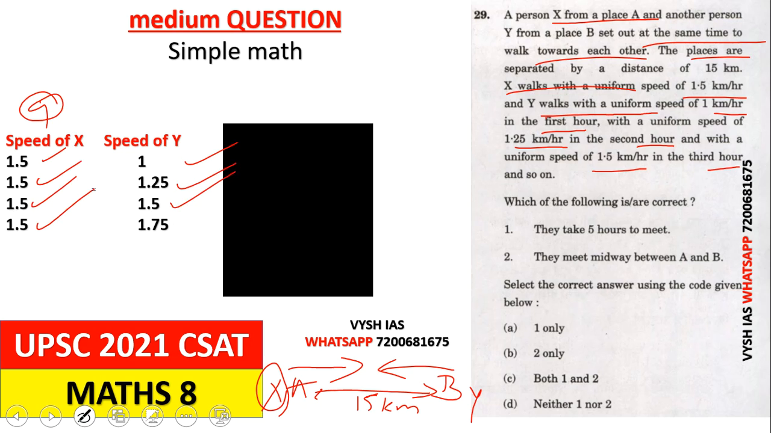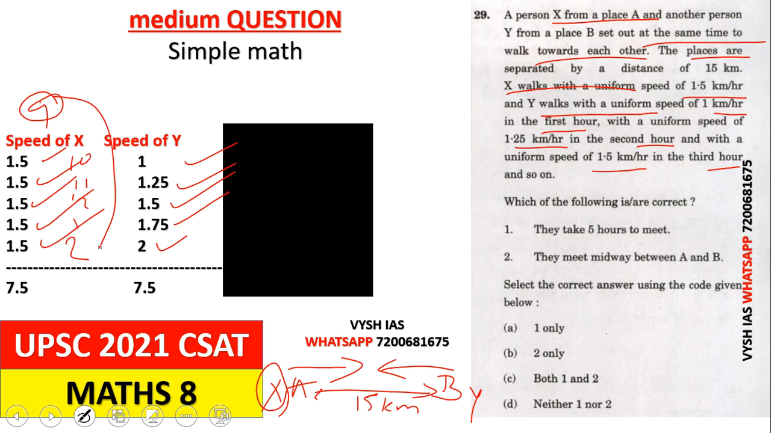He'll be at uniform speed, 1.75. He'll be at uniform speed, 2. This is the question's meaning. Okay, and if you add up what is happening in 5 hours, that is 10 o'clock here, 11 o'clock here, 12 o'clock here, 1 o'clock here, 2 o'clock here. 9 o'clock he started, and by 2 o'clock, this person would have traveled 7.5 kilometers.